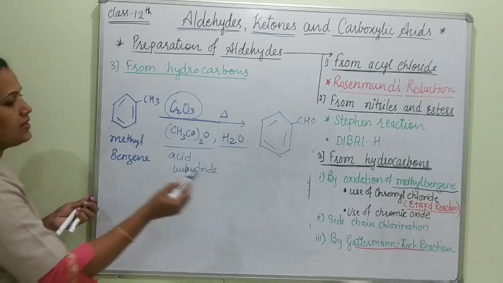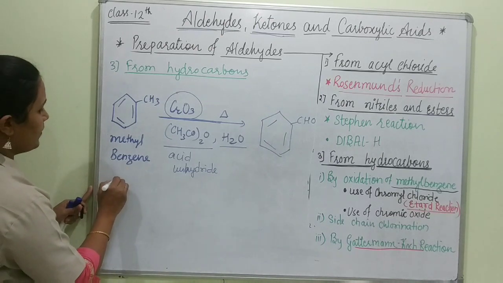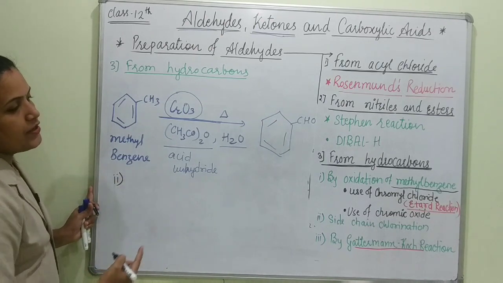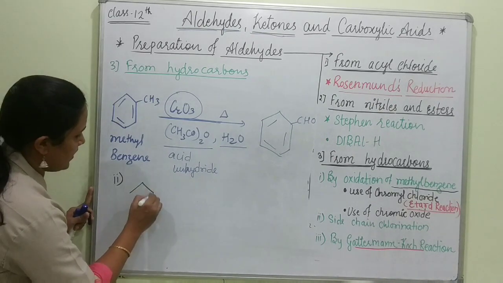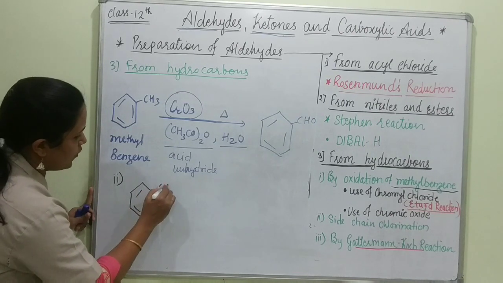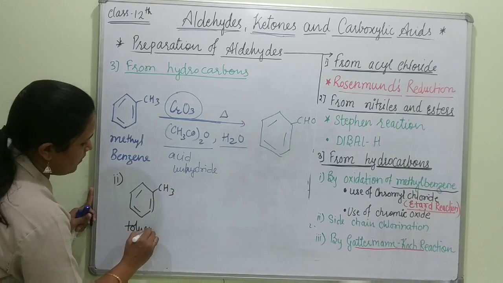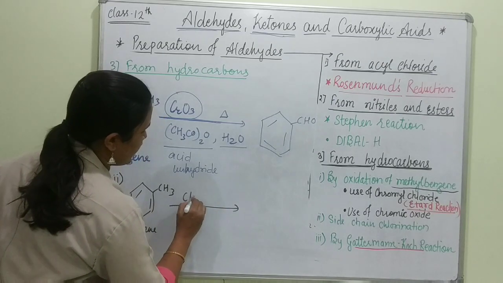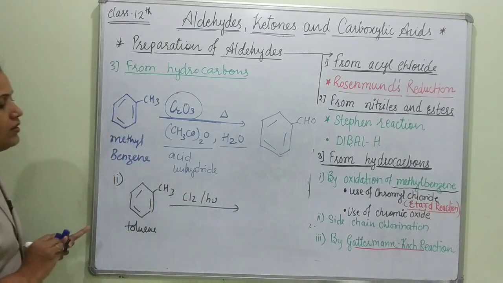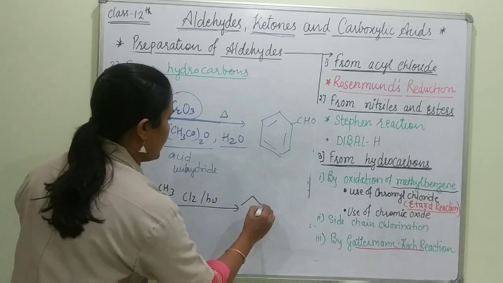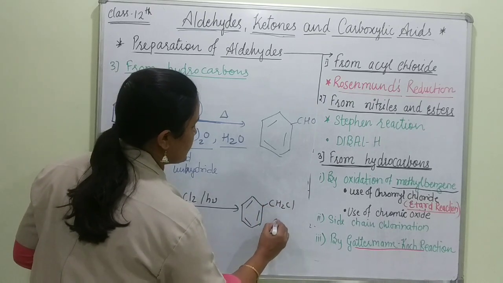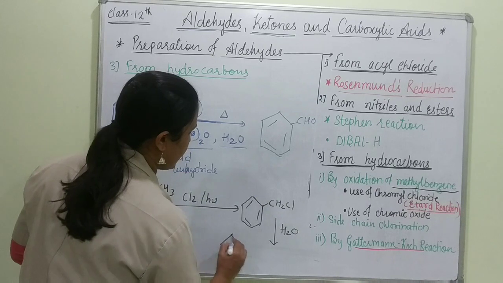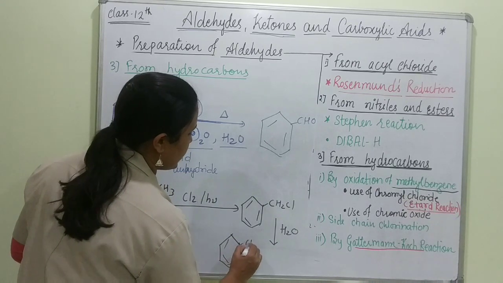And now let's see the second one, and that one is side chain chlorination. What does it mean? It means if you are doing chlorination, again let's see, we have this toluene. When we are doing side chain chlorination, Cl2 in the presence of sunlight, then first of all it will replace one hydrogen, so CH2Cl. On further hydrolysis it can convert into aldehyde.